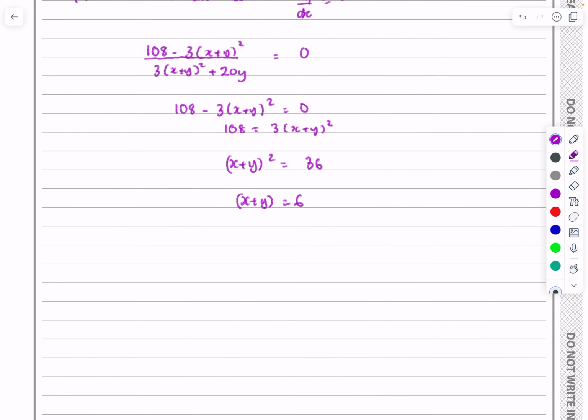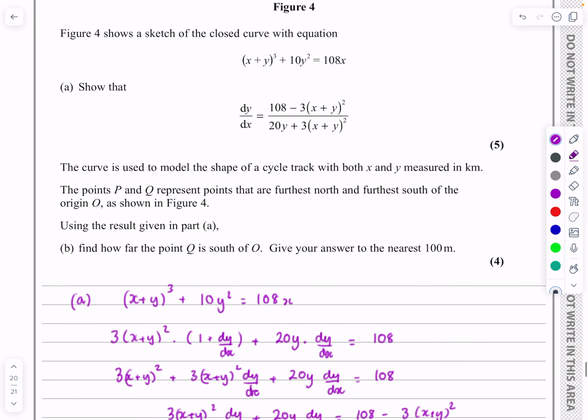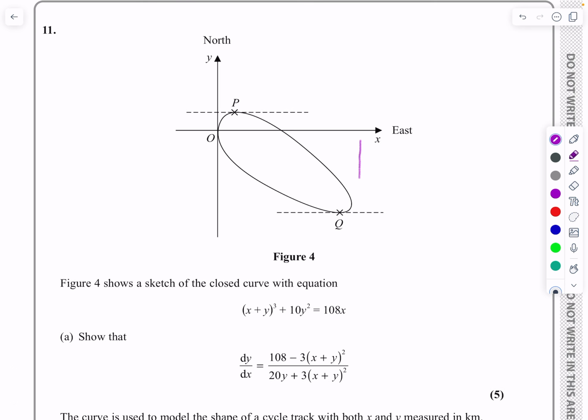So now, if I've got that information and I'm trying to work out what x or y is, I can just substitute that back into the original equation. If you remember, the original equation was (x plus y) cubed plus 10y squared is equal to 108x. Now what am I actually looking for? I'm trying to find how far the point is south of O. So if I'm trying to find how far the point is south of O, I'm trying to find y. Okay, alternatively I would be finding x, but I'm trying to find y.